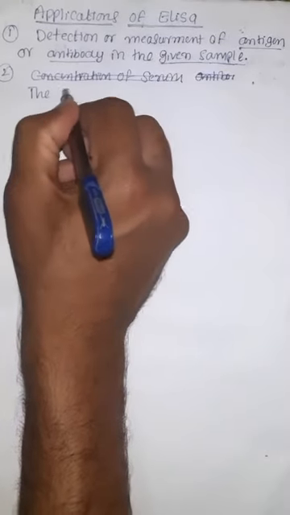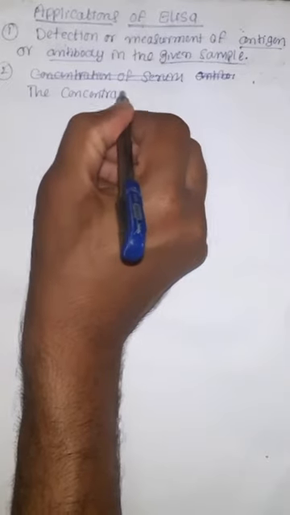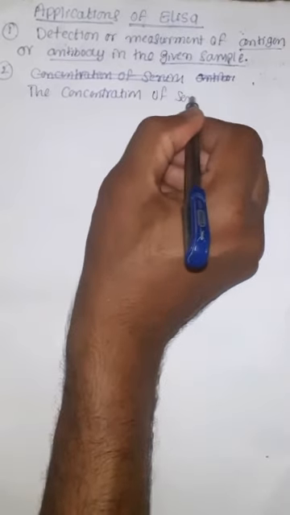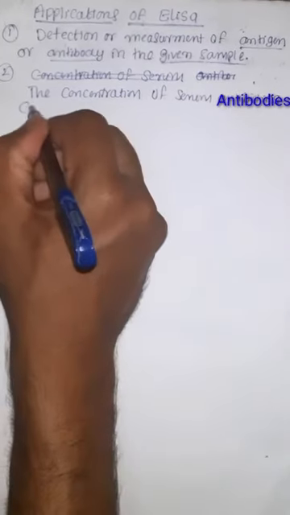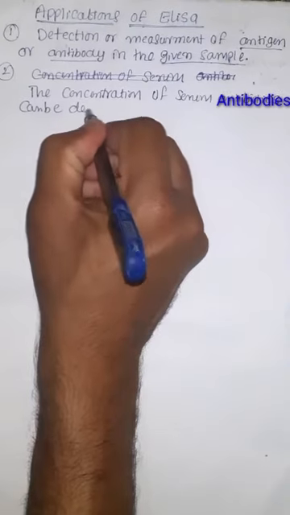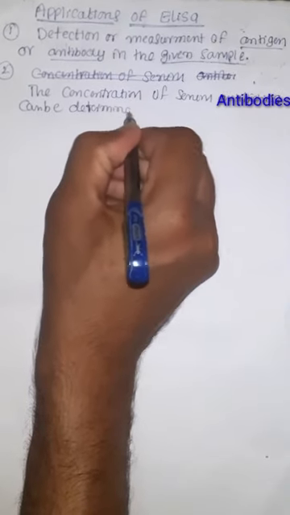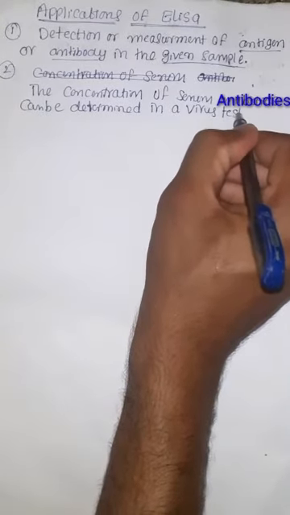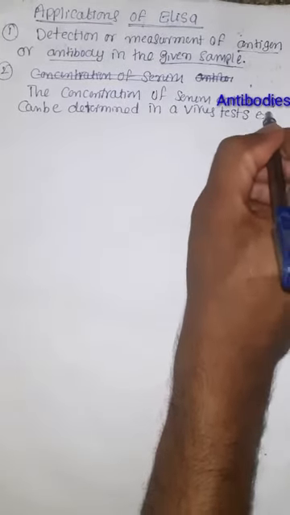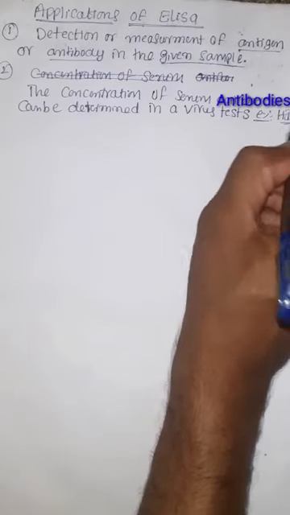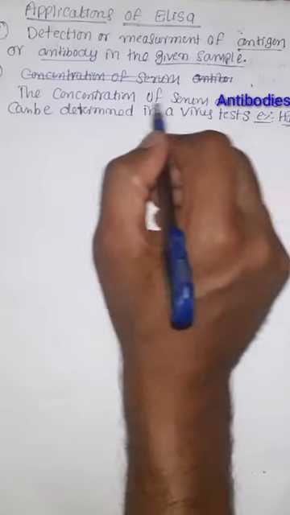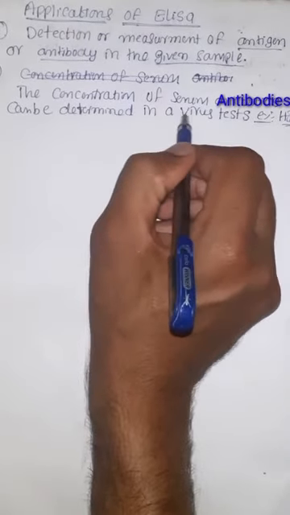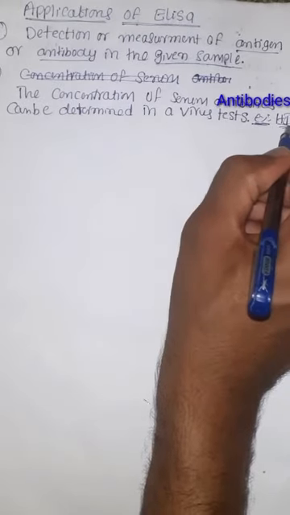And next, the concentration of serum antibodies can be determined in a virus test, for example, an HIV test. The concentration of serum antibodies can be determined in a virus test like the HIV test.